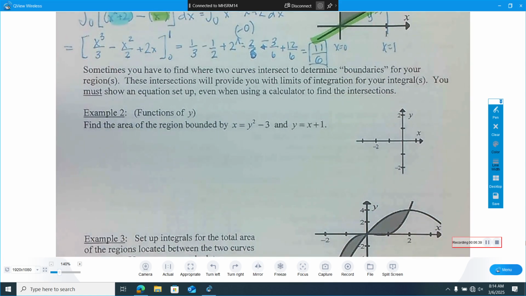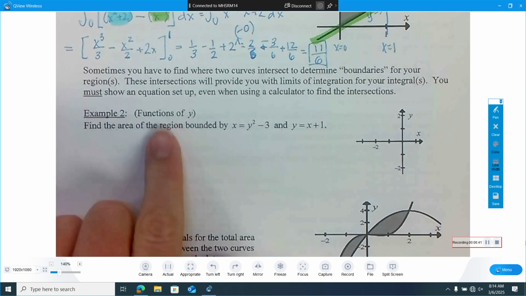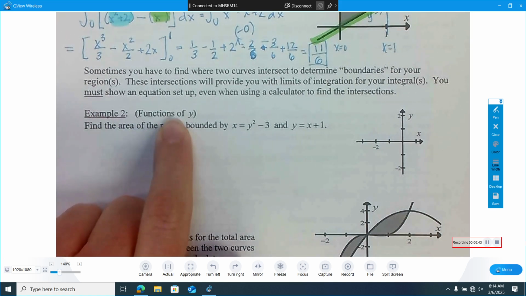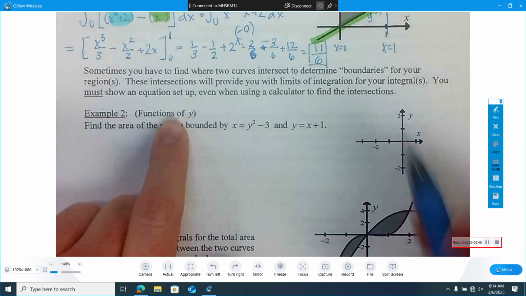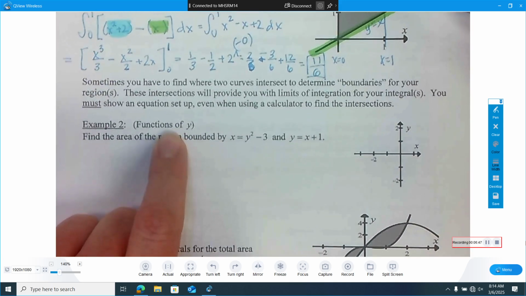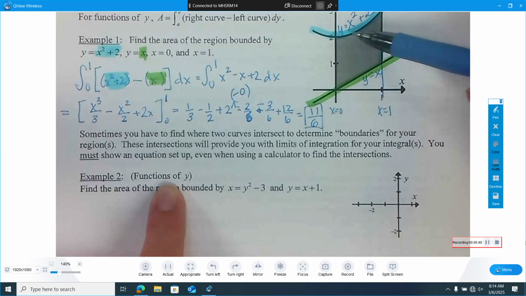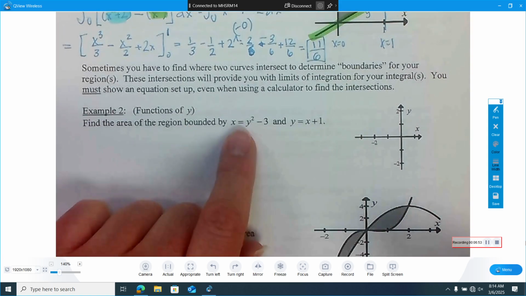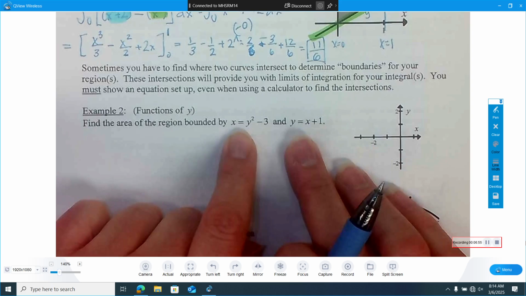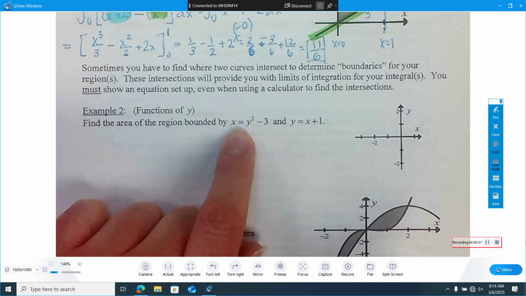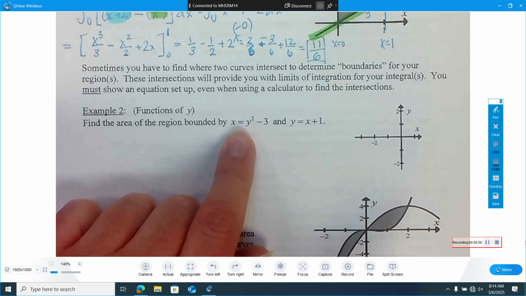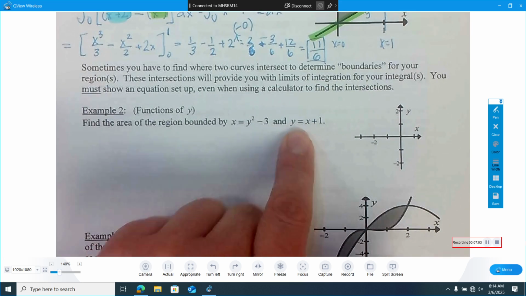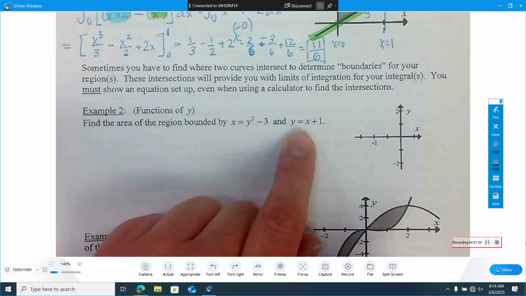And so example 2 is an example of functions in y, okay? We're very much used to functions of x, where we have our equation for y in terms of x. But here, you can see we've got two different things going on. We have x equals y squared minus 3. That looks a little bit funky. We don't normally see that. Y equals x plus 1. Well, that's pretty standard. We know what that looks like.